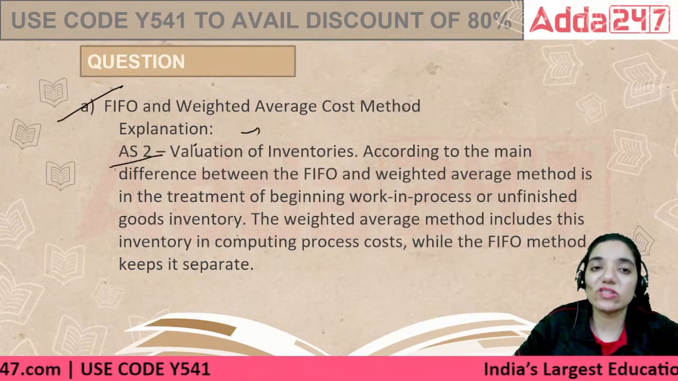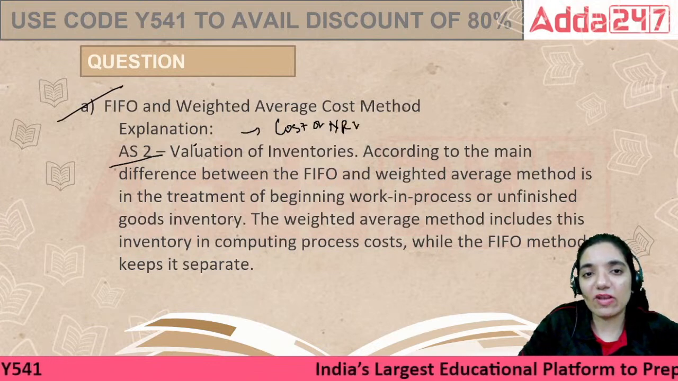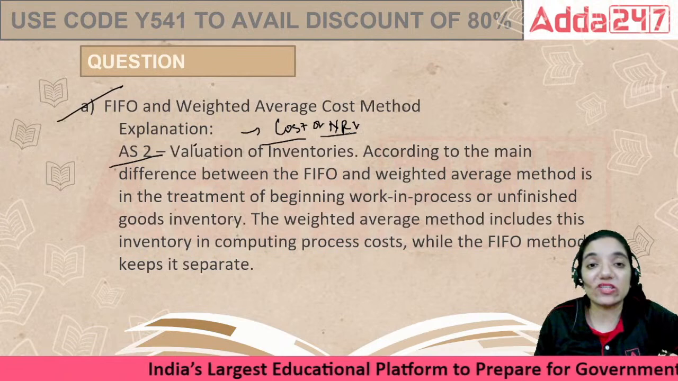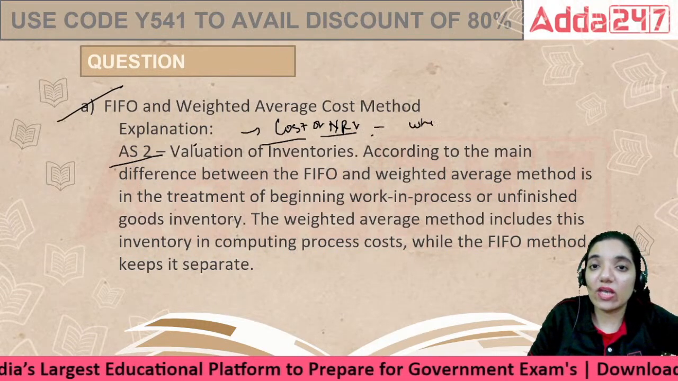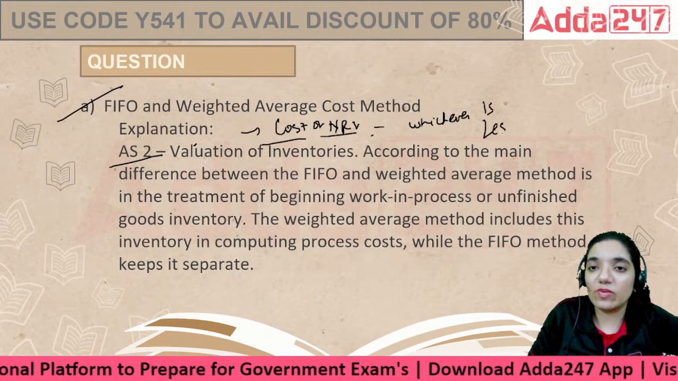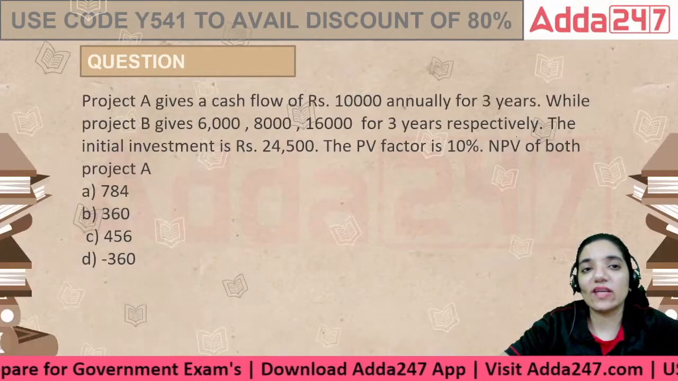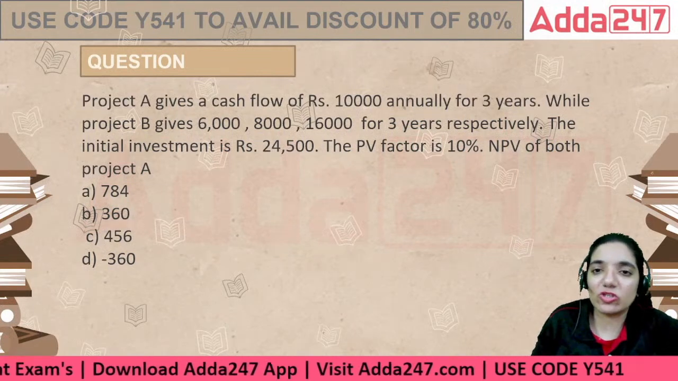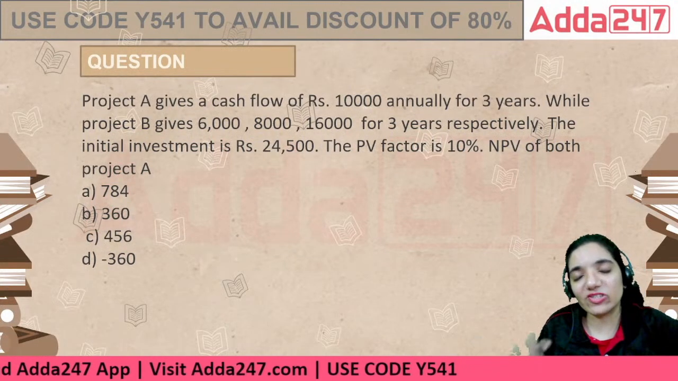And AS2 says cost or net realizable value. This part can be asked in the examination. What is the basic core crux of AS2? It says you record it at cost or NRV, whichever is less. That's the answer for this method. Okay, as I told you, I'll cover one particular question of NPV as well. Now the last topic of NPV, the CAIIB is also sorted.